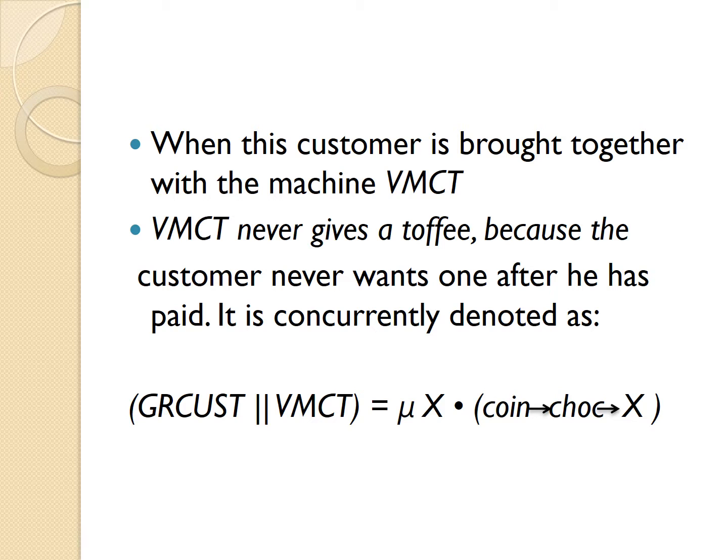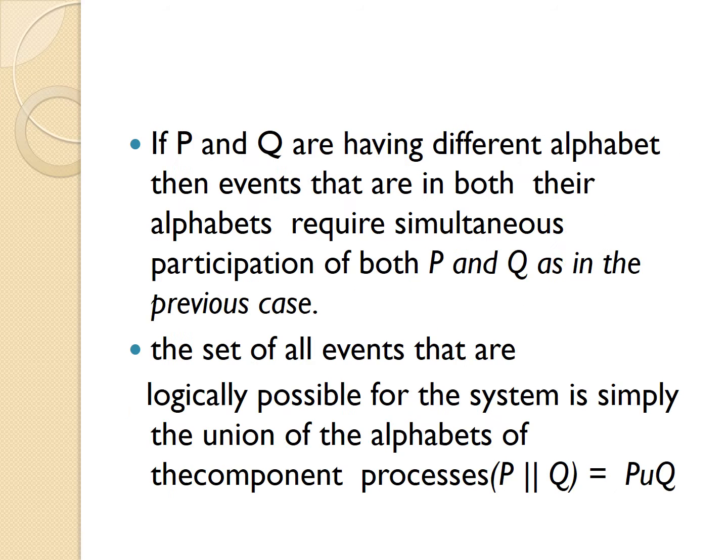See, what is the vending machine customer? It gives either toffee or chocolate in each transaction, but what does the customer want? Only chocolate, not toffee. So in this representation we consider only the chocolate here: coin chocolate x. This is represented as shown, concurrently. Here P and Q processes have the same alphabets.